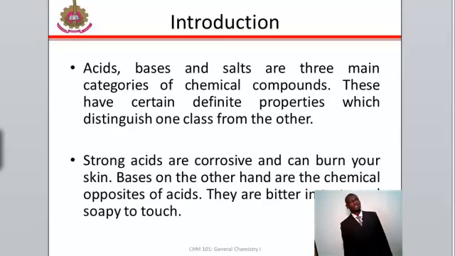Acids, bases, and salts are three main categories of chemical compounds, and these have certain defining properties which distinguish one class from the other. Strong acids are corrosive and they burn easily, while bases, on the other hand, are the opposite of acids. They are bitter in taste and slippery to touch. Sea water and detergents are some examples of substances that are basic. Many bases are oxide or hydroxide compounds of metals, and strong bases can also burn one's skin.